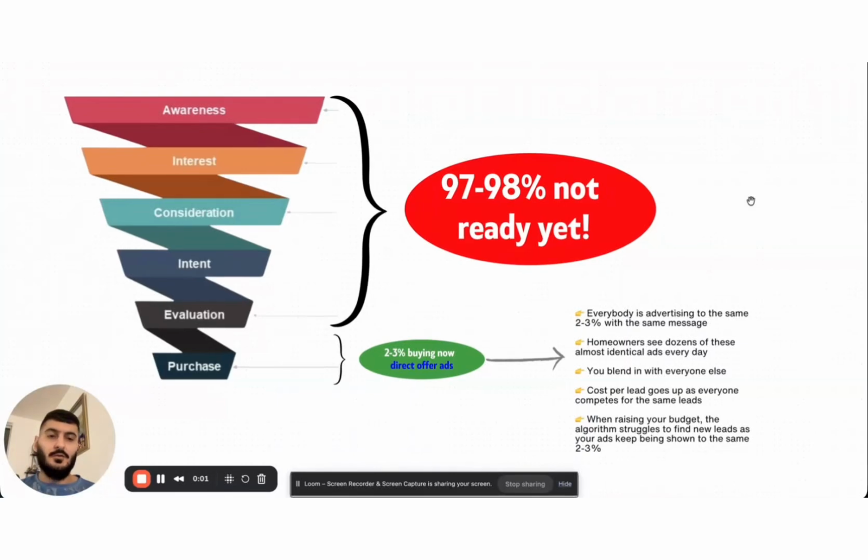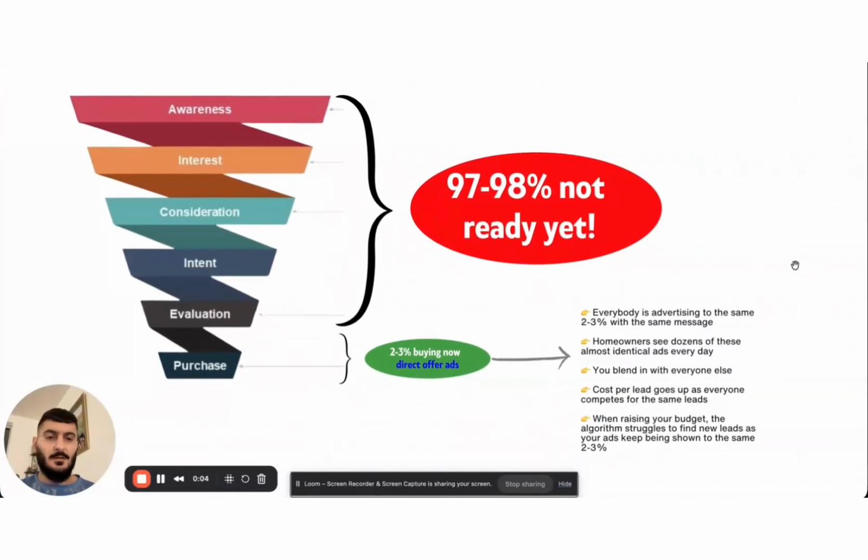A lot of contractors and home improvement companies just run free estimate ads. Now these ads work, but to a limited extent, because at any given time in the market, there's only 2 to 3% of the people who are ready to buy now. And when you're running free estimate ads, you're just appealing to that small segment of the market, which means everybody is advertising to the same 2 to 3% with the same message.